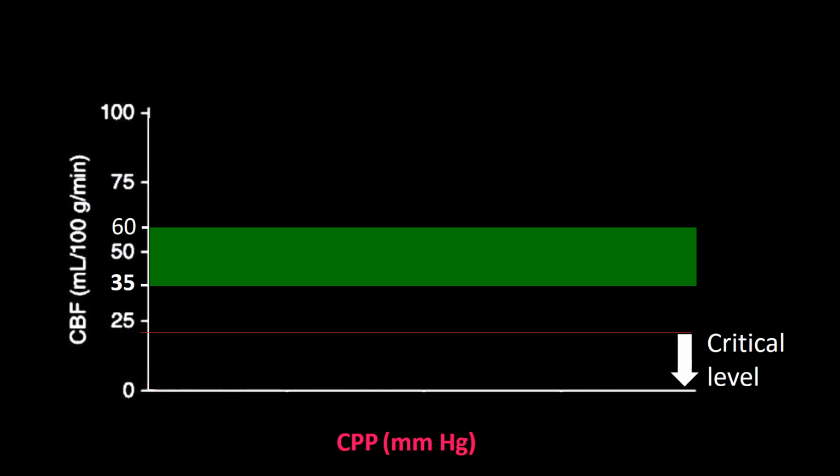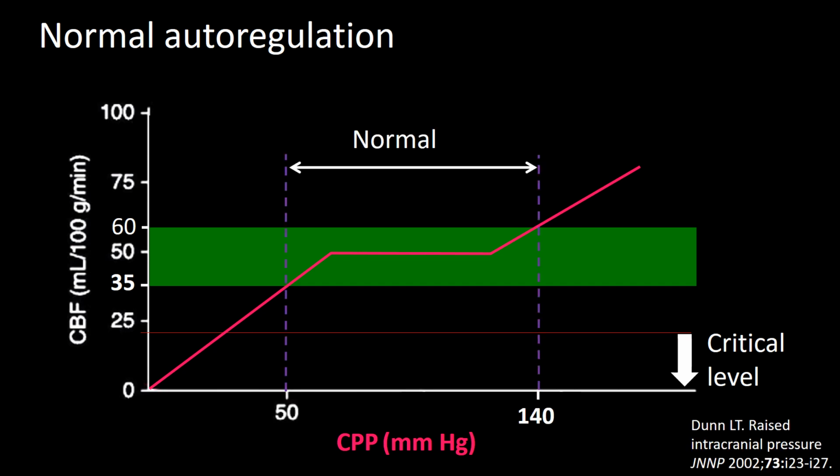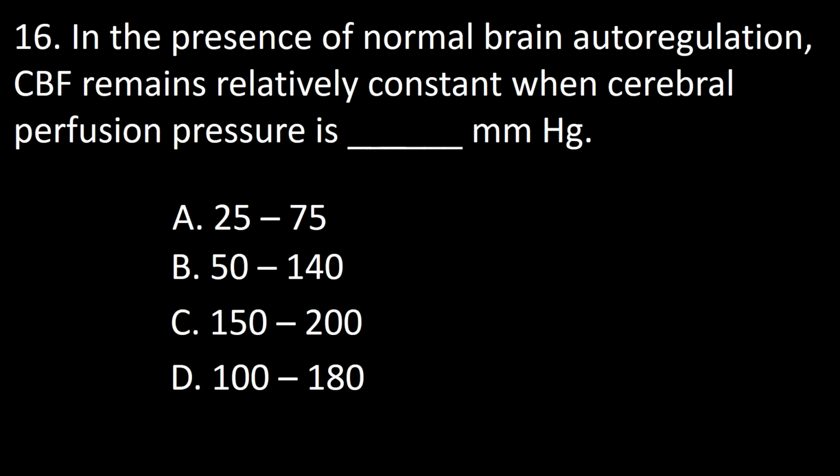I have now introduced cerebral perfusion pressure in the x-axis. In a brain with normal autoregulation, cerebral blood flow is maintained within normal limits when the cerebral perfusion pressure is between 50 and 140 millimeters of mercury. Cerebral perfusion pressure above 140 can produce vascular rupture and bleeding. Cerebral perfusion pressure below 50 places the brain at risk of infarction. It is important to stress that the normal values for cerebral perfusion pressure are defined by the cerebral perfusion pressure parameters that maintain normal cerebral blood flow. So the answer to this question is B.